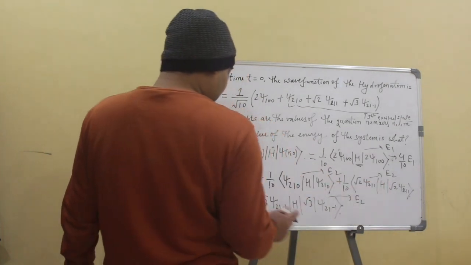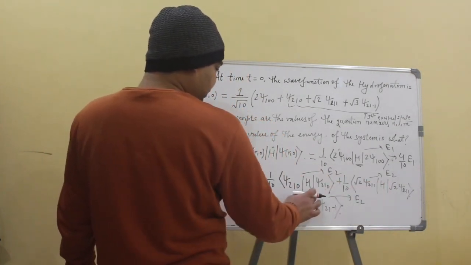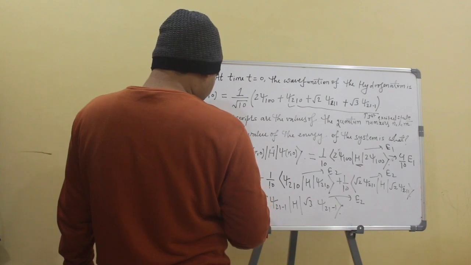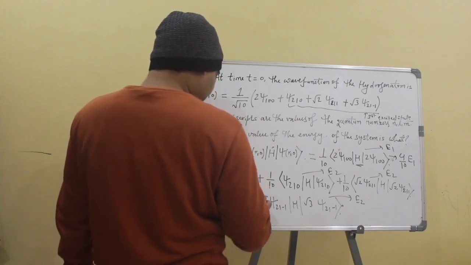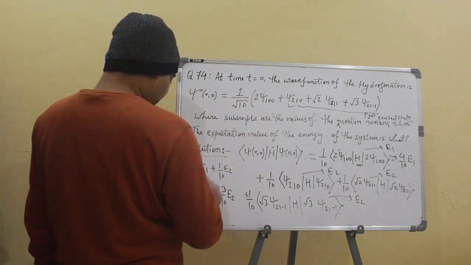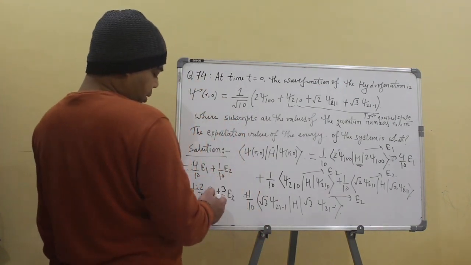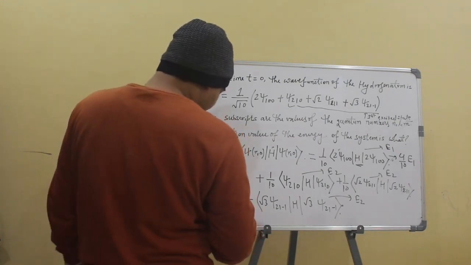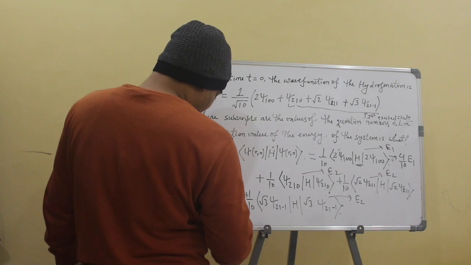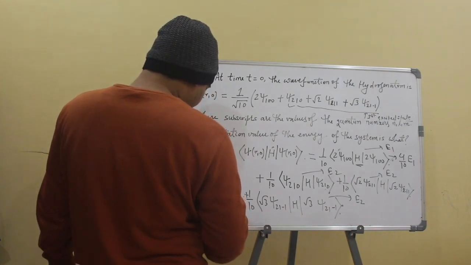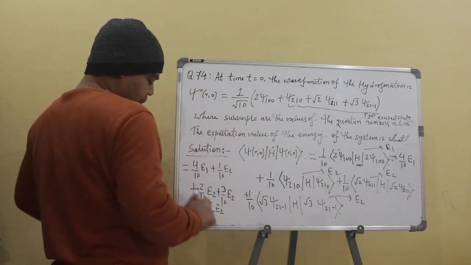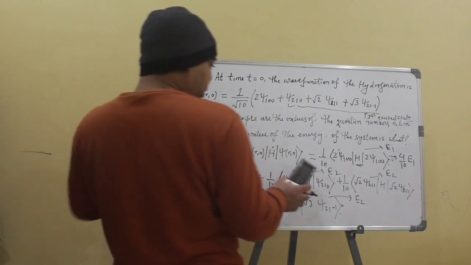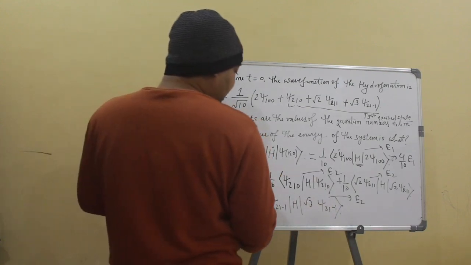This is the second stage, then root 3 and root 3 and 3 by 10 E2, giving you 1 by 10 plus 2 by 10 plus 3 by 10 is 6 by 10 E2 and 4 by 10 E1. So 4 by 10 E1 plus 6 by 10 E2, right?